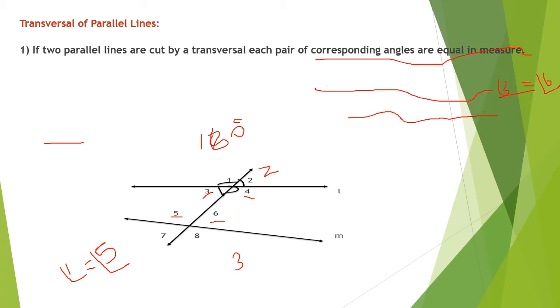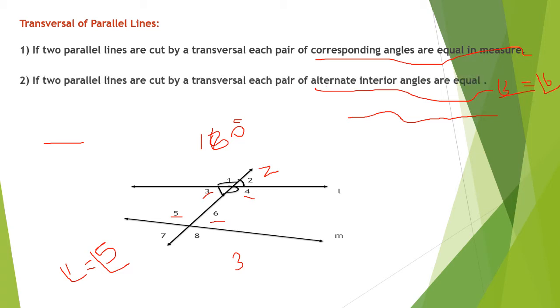So here how many pairs of corresponding angles are there? 1 and 5, 3 and 7, then 2 and 6 and 4 and 8. So all these angles are equal. So angle 1 equal to angle 5, then angle 3 equal to angle 7. Why? Because they have given the condition that the corresponding angles are equal in measure.